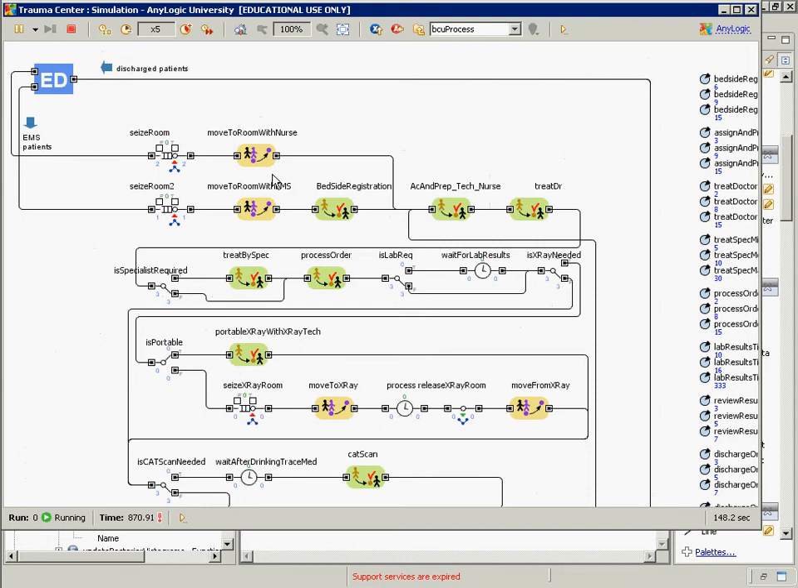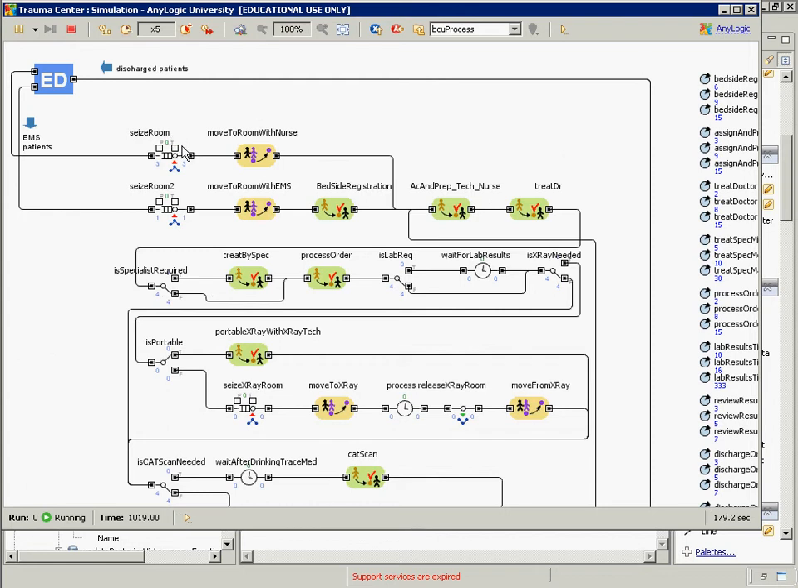So seizing a room, moving to the room with a nurse, getting prepped by a technical nurse, presumably for some imaging, some treatment by a doctor, for example, determination if a specialist is required, if so, treatment by a specialist. This is mapping out a process. And I want to highlight that it needs resources at certain times. And there's actually queues that are formed if those resources are not available.